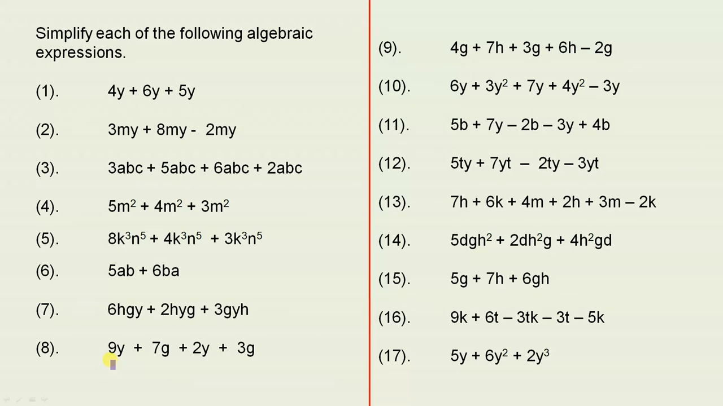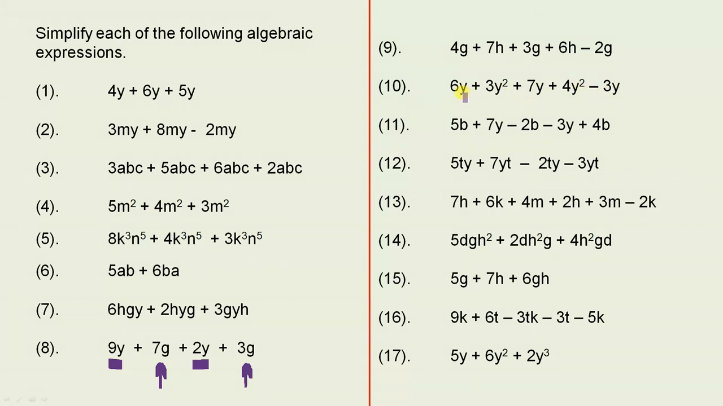Over here we notice that we have a 9y and a 2y. They're the only like terms, so they're the only two that can be added together. Here we have a 7g and a 3g. They're the two like terms, so they can be combined. So we go through and we look very carefully.